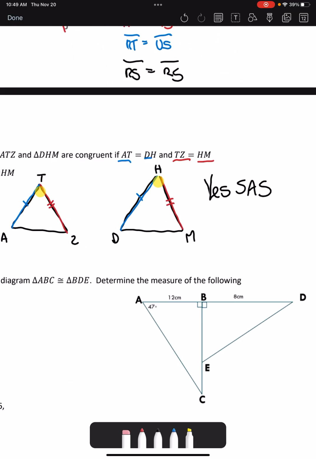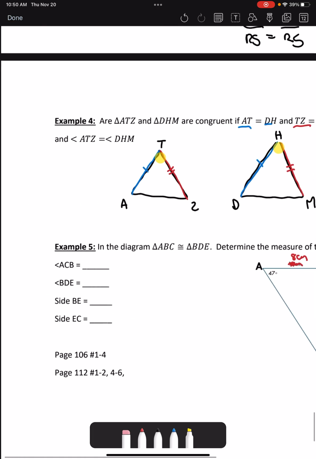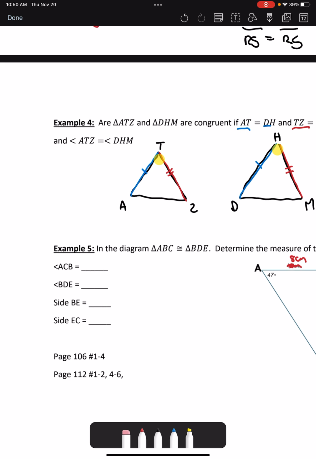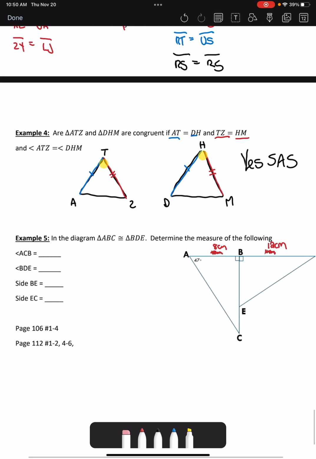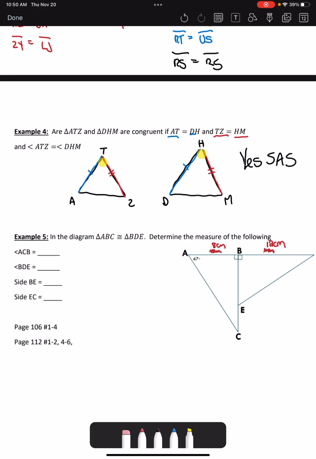Okay, this next picture, I'm just going to change this because right now it does not match your notes. This should actually be 8 and this should be 12, just so it matches your notes. Okay, all right, so it says in the diagram, these are congruent, meaning all the sides are the same. Determine the measure of each of the following.